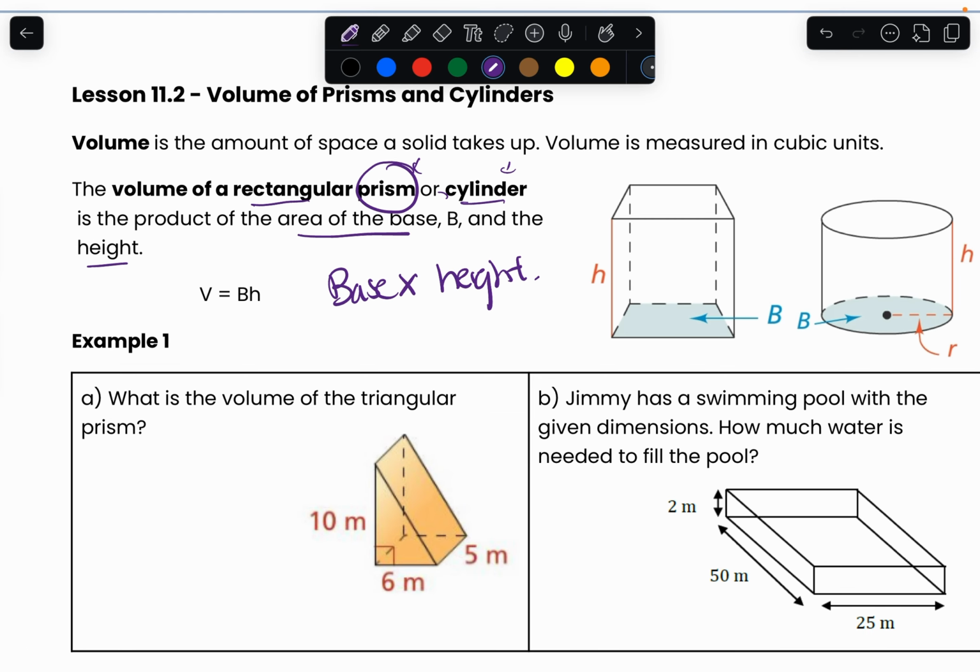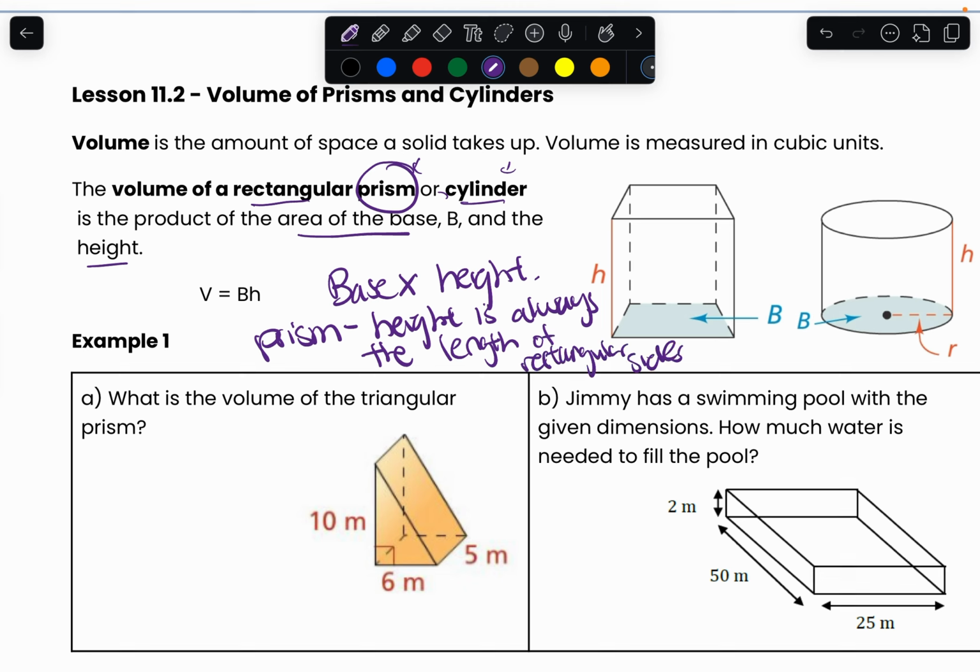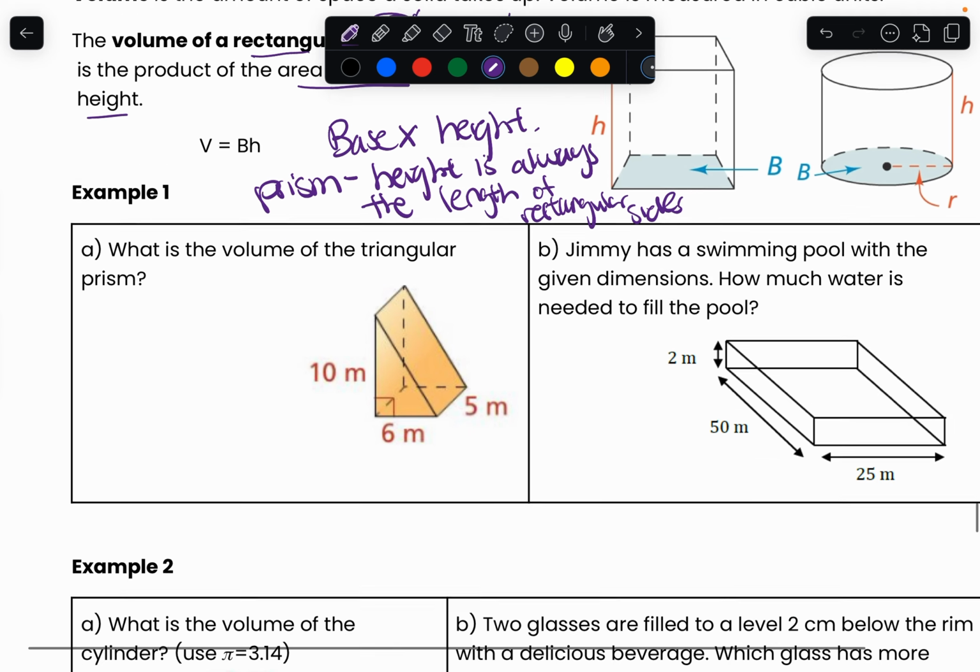Now, one thing I want you guys to keep in mind though, with a prism, when you try to find the height here, the height is always the length or the height of the rectangular sides. Okay, keeping this in mind, let's just do a few questions for practice.